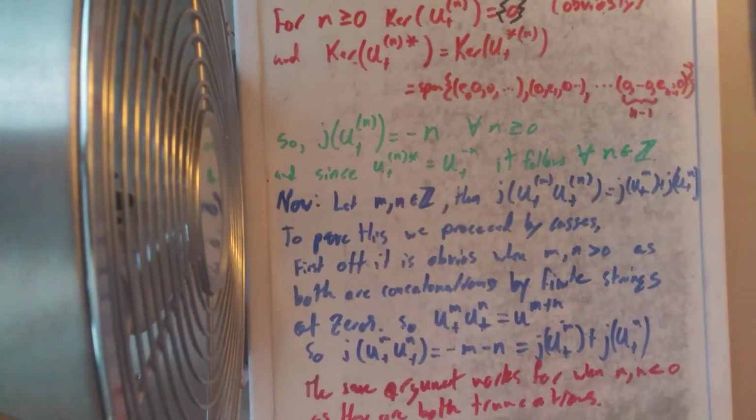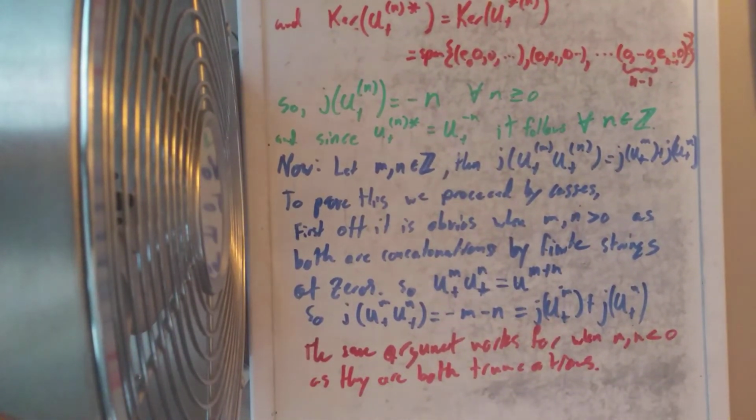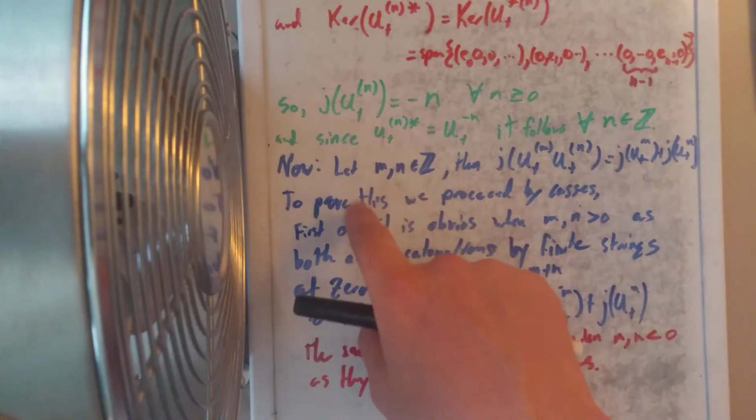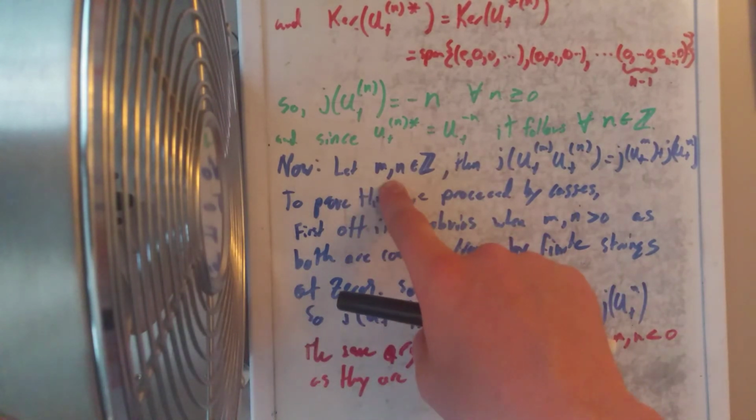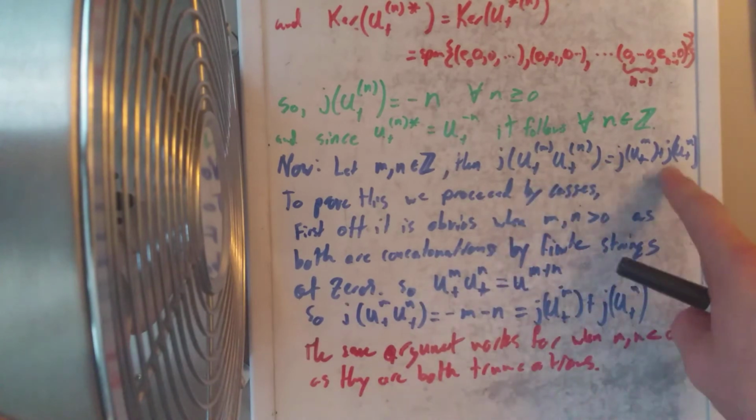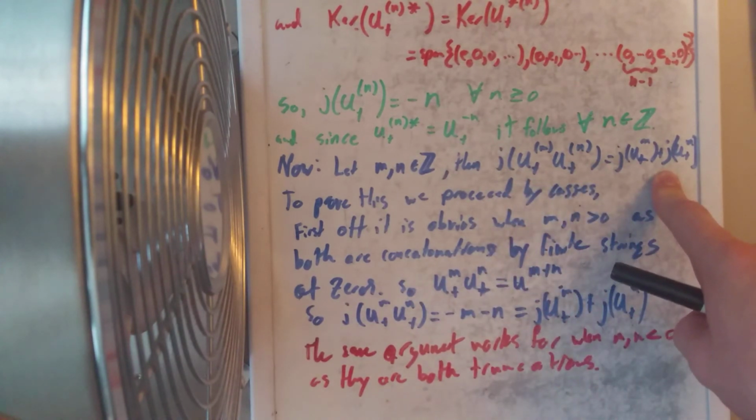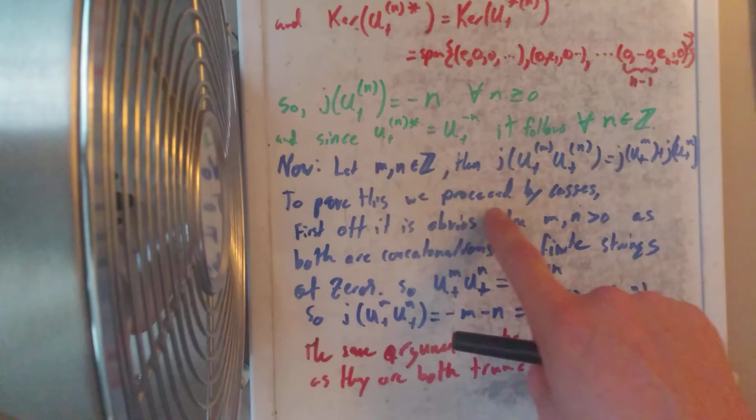So now that we have that well defined, our next goal is to show that this is in fact a homomorphism from L2 of Z plus to the group Z. We're going to do this by cases. If m and n are in Z, then we can split it as a homomorphism. So to prove this, we're going to proceed by cases.